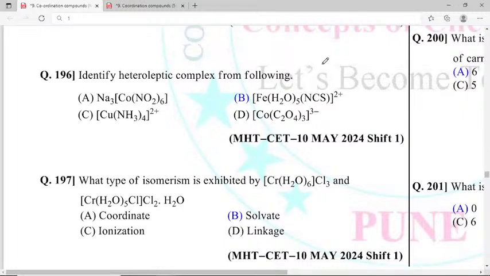Identify the heteroleptic complex from the following. Heteroleptic: different types of ligands. Different types of ligands is called a heteroleptic complex.